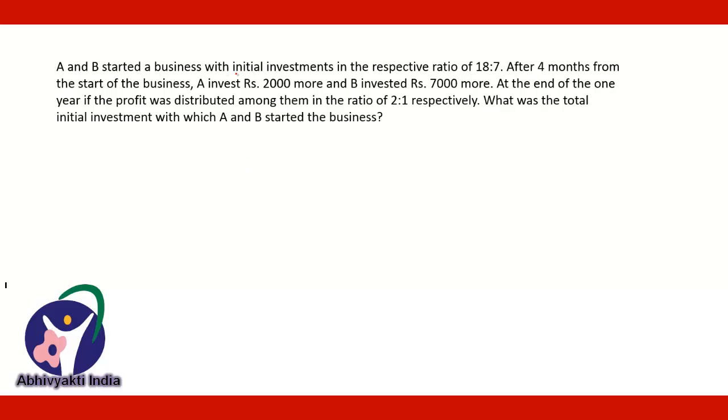Here is another question. A and B started a business with initial investments in the respective ratio of 18 is to 7. After 4 months from the start of the business, A invests rupees 2000 more and B invests 7000 more. At the end of 1 year, if the profit was distributed among them in the ratio of 2 is to 1 respectively, what was the total initial investment with which A and B started the business?